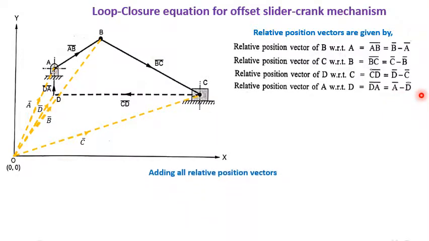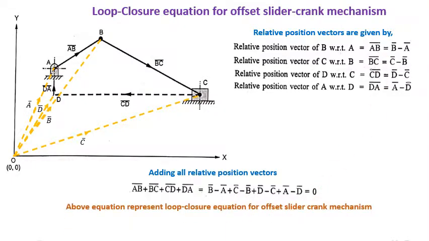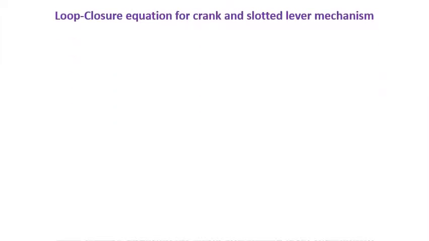Let us check the condition by adding all the position vectors. After adding all the position vectors, we got 0. Therefore, it represents the loop closure equation for offset slider crank mechanism. Okay, the last one under loop closure equation, crank and slotted lever mechanism.